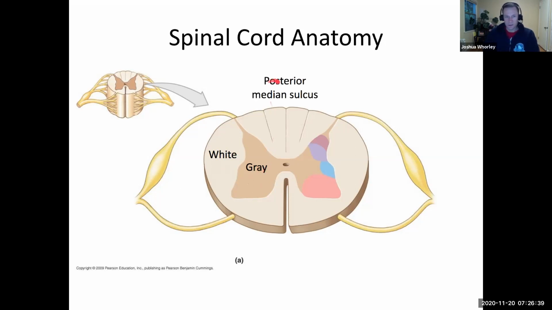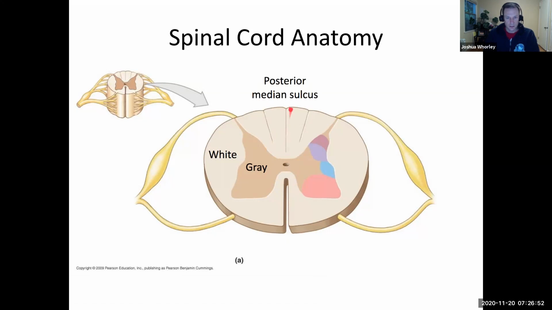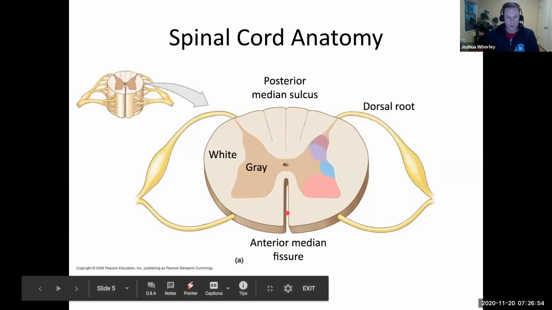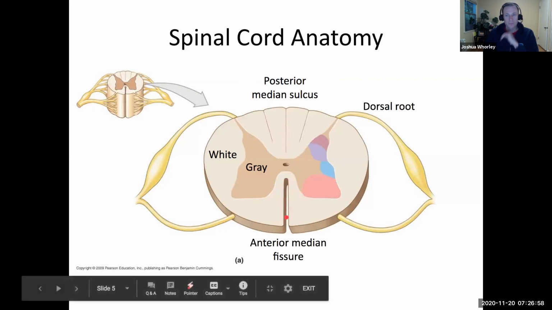Now, this is just a labeling to help you figure out when you see a cross-section of spinal cord, whether you're looking at the posterior or dorsal side or the anterior, right, or ventral side. And this sulcus here is quite a bit smaller than this very large and wide fissure, right? The anterior median fissure.